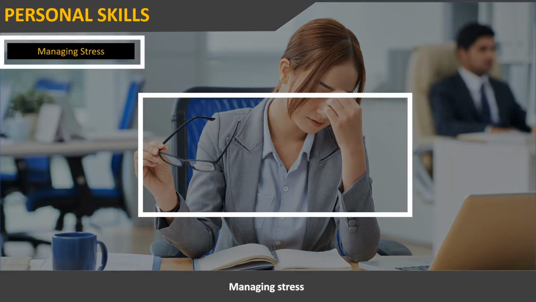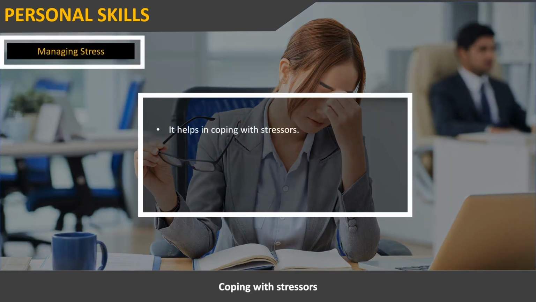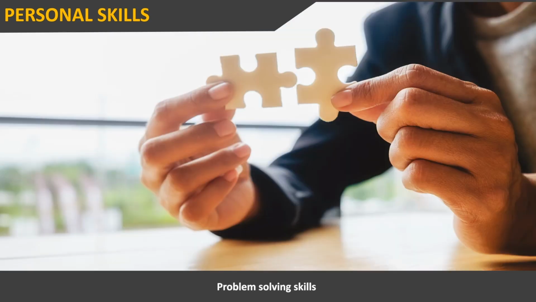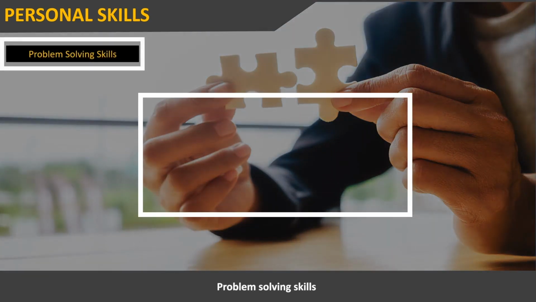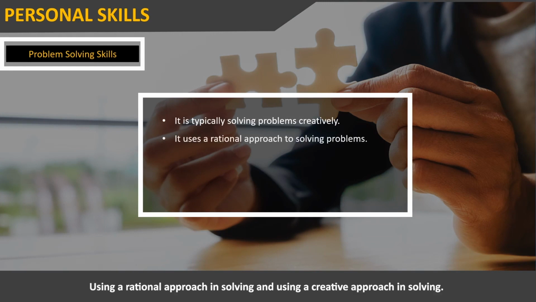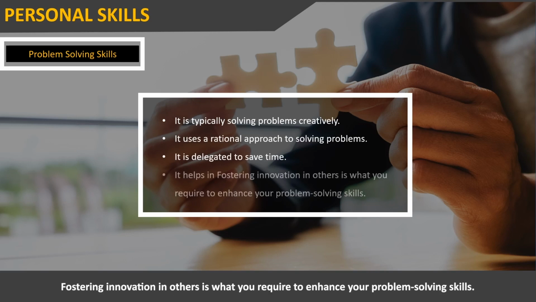When it comes to managing stress, coping with stressors is important. Manage time effectively and delegate to save time. Using appropriate stress management strategies is how you would be able to manage stress. The third personal skill is problem-solving skills. Problem-solving skills is typically solving problems creatively, right? Figuring out how to solve each one, using a rational approach and a creative approach in problem solving, and fostering innovation in others is how you enhance your problem-solving skills.